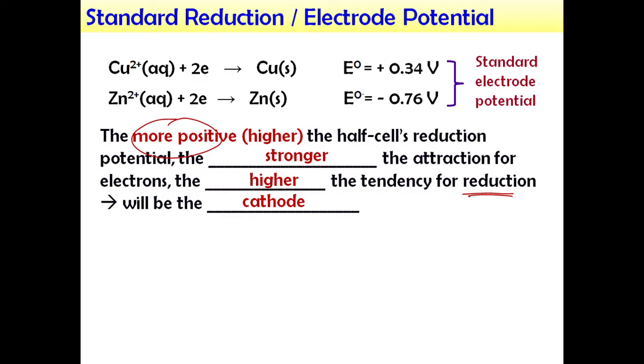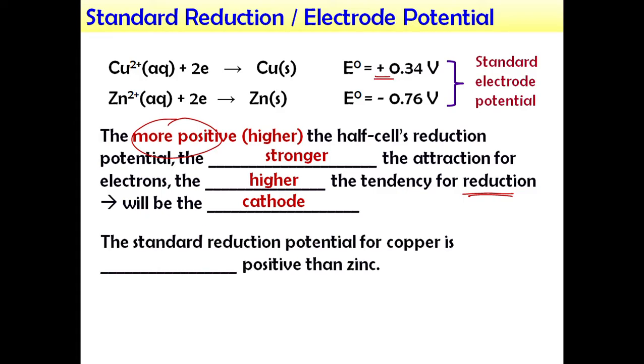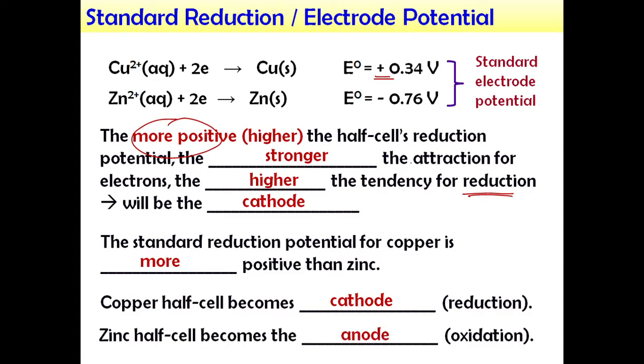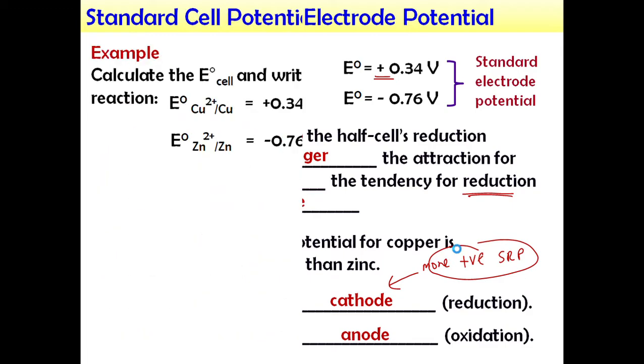Kalau kita refer balik kepada value yang kita ada dekat sini, this is more positive. Means copper SRP value is more positive than zinc. So, copper akan jadi cathode, zinc akan jadi anode. Okay, so secara ringkasnya, boleh ingat untuk cathode mesti cari nilai SRP yang lagi positif. Okay, untuk cathode. Bila dah tentukan, barulah kita boleh kira E0 cell. Baru boleh masuk dalam formula tadi. Okay? Terus pergi example untuk fahamkan.